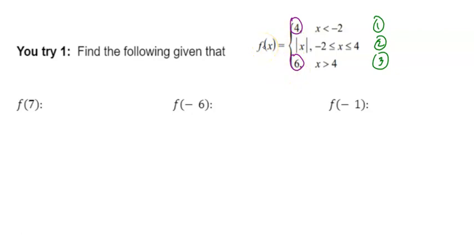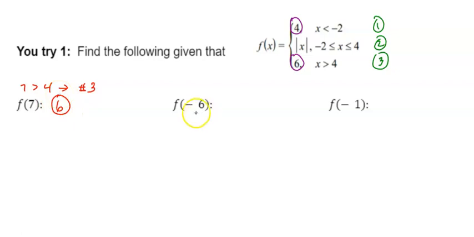All right, so your first input that you were looking at was f of 7. If we go back to our constraints, 7 is not less than -2. 7 is not between -2 and 4. 7 is greater than 4. So since 7 is greater than 4, we're going to use equation number 3 to plug 7 into. What's interesting here is that equation number 3 does not have an x. Piece number 3 is basically saying the value of that function is 6 for any x value that is greater than 4. So since 7 is greater than 4, f of 7 just equals 6.